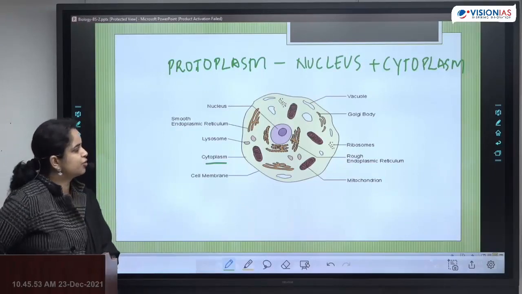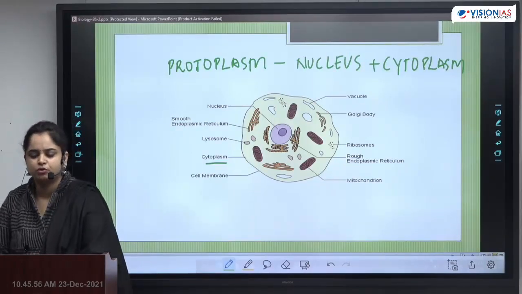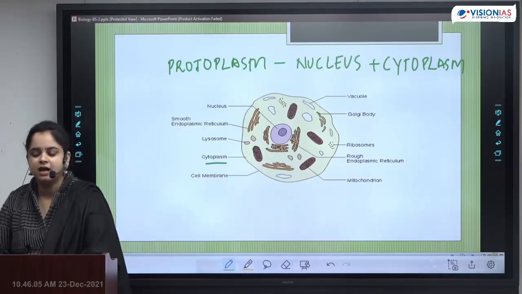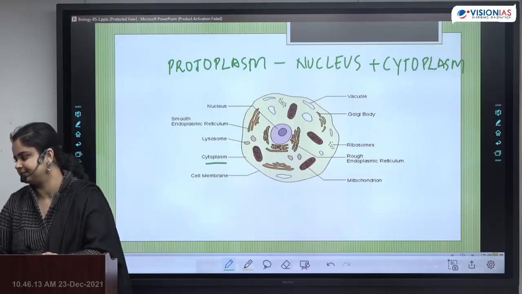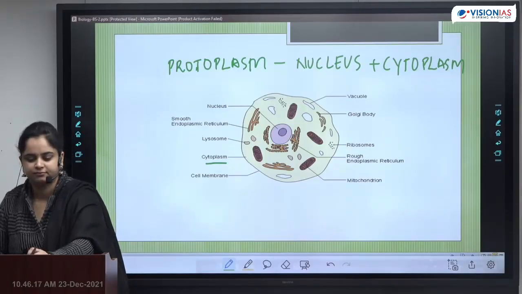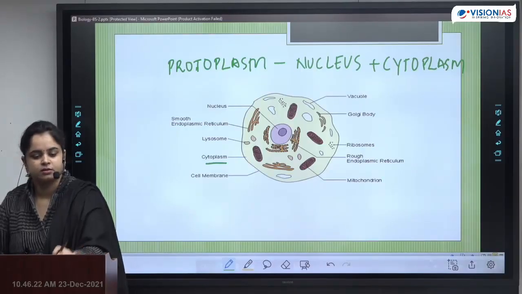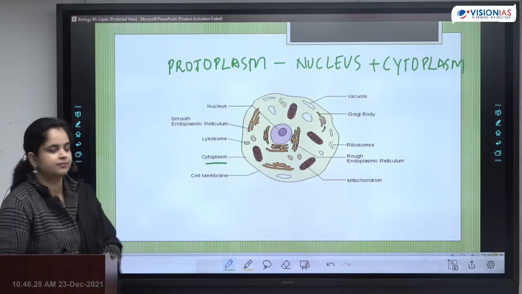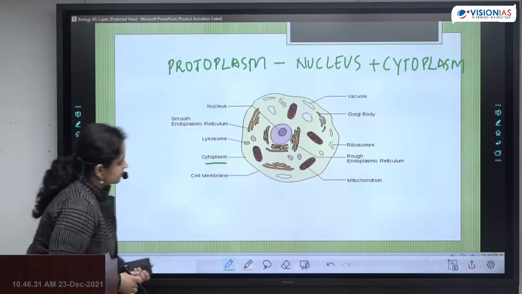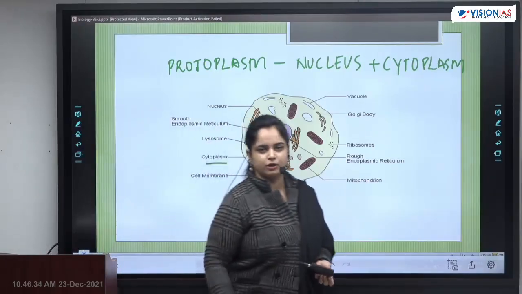And then the third term, protoplasm. It is the living part of the cell which includes the nucleus and the cytoplasm.